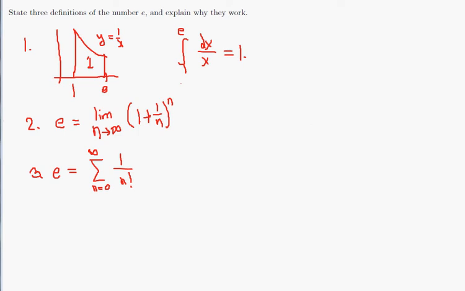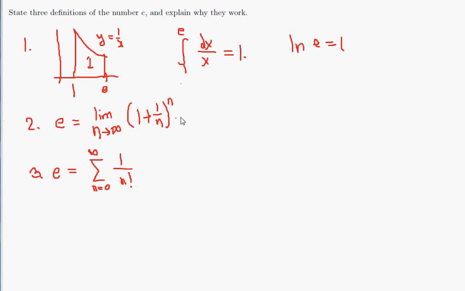Now, these 3 very different looking expressions turn out to be logically equivalent. The first expression here basically is saying that e is defined so that the natural logarithm of e is equal to 1. So let's take that one as our starting point, that the definition of log of x is equal to the integral of 1 over x.